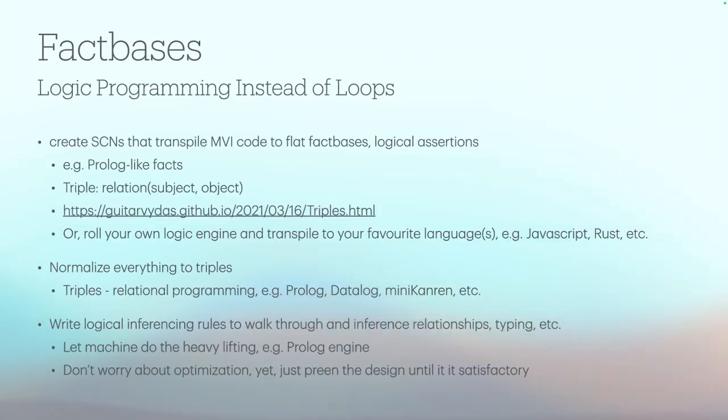Fact bases enable logic programming at a higher level instead of using lower-level loops. Many lower-level buggy operations can be replaced by simpler, more concise logic programming. Create SCNs that transpile MVI code to flat fact bases and logical assertions. Normalize everything to triples, relation subject object, and use relational programming approaches like Prolog or Datalog or miniKanren. Let the machine do the heavy lifting through a logic engine.